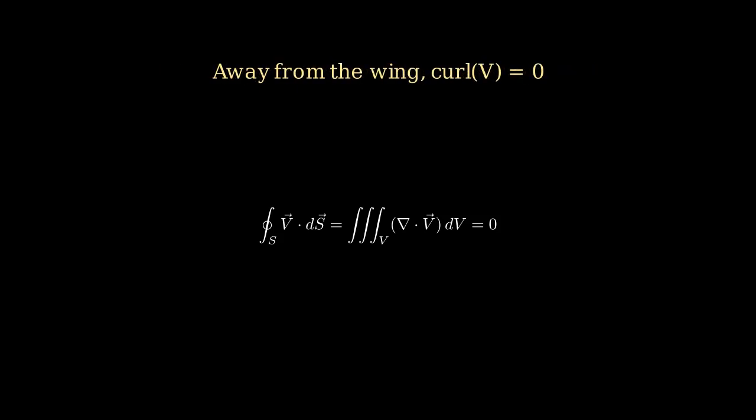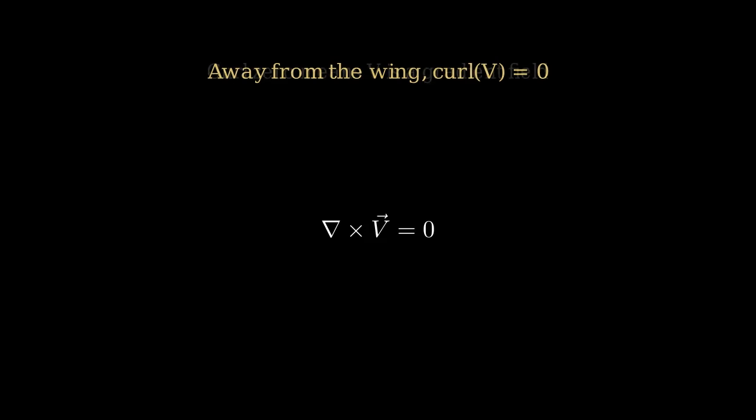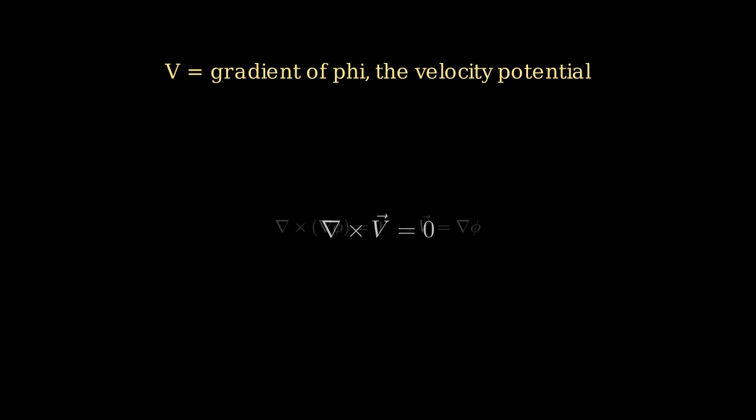Away from the wing surface itself, the airflow is also irrotational, meaning curl of the velocity field is 0. Pattern to recognize. Curl equals 0 is exactly the conservative field condition from earlier in the module. It means the velocity field is secretly the gradient of some hidden scalar function, the velocity potential. Recall the key theorem, curl of gradient of phi equals 0. The velocity potential is phi, and the flow direction is simply its gradient, V equals gradient of phi.